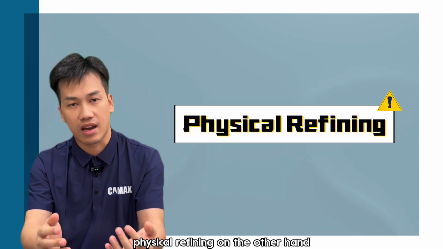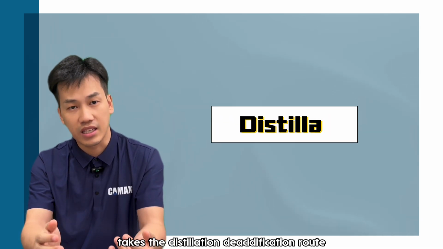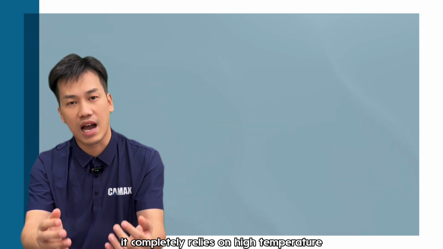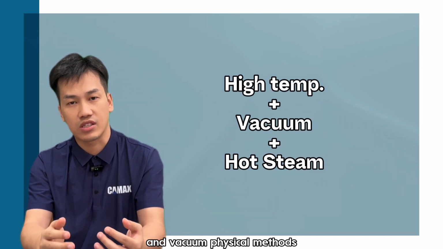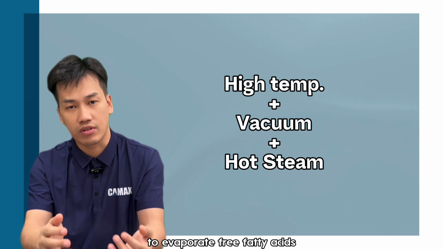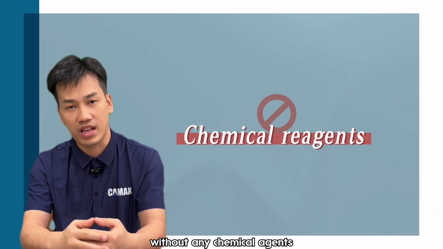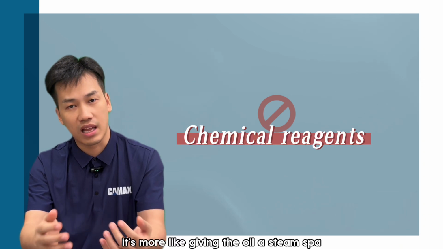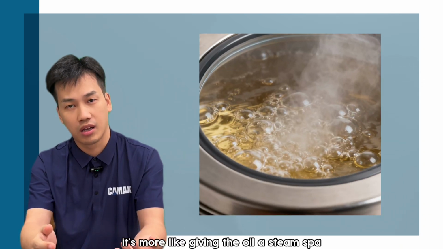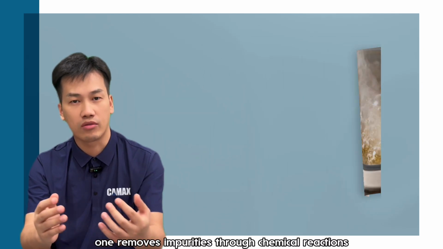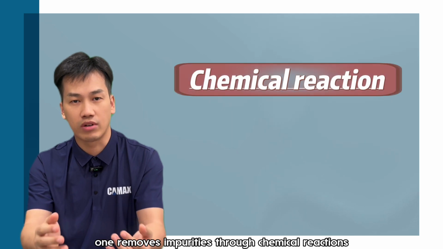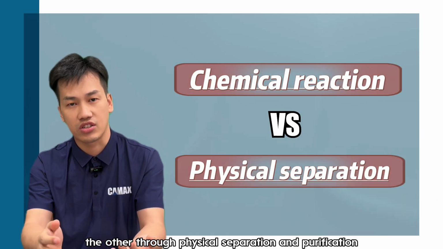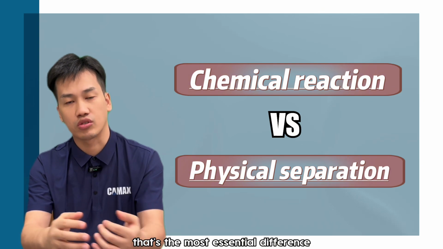Physical refining, on the other hand, takes the distillation deacidification route. It completely relies on high temperature and vacuum physical methods to evaporate free fatty acids without any chemical reagents throughout the whole process. It's more like giving oil a steam spa. Simply put, one removes impurities through chemical reactions, the other through physical separation and purification. That's the most essential difference.